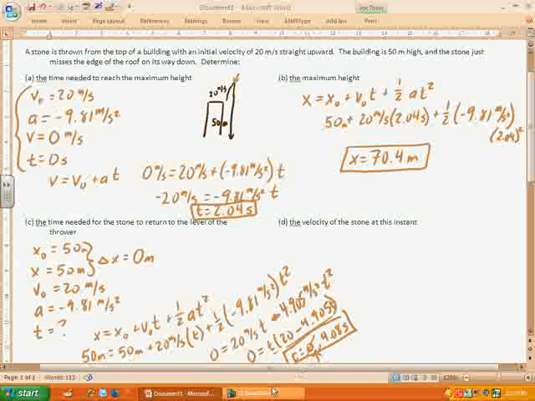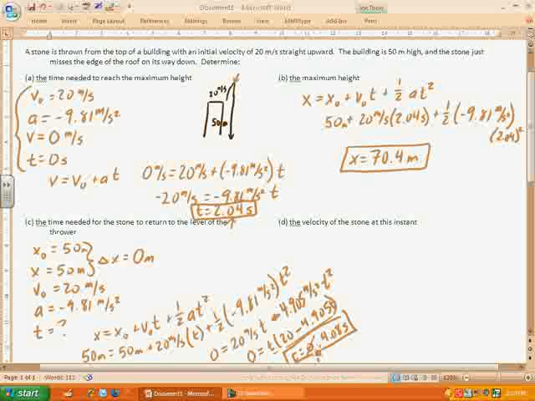4.08 seconds, which is exactly double the amount of time it took to get to the maximum height. So we learn from this that any time an object goes up and comes back down, since the acceleration is constant, the amount of time it takes to get to its maximum point is going to be the same as the amount of time it takes to get from the maximum point back to where you started from. Okay, and so we have that.